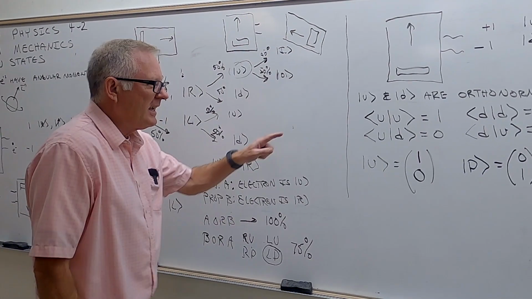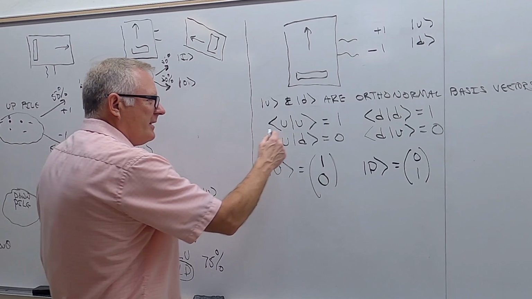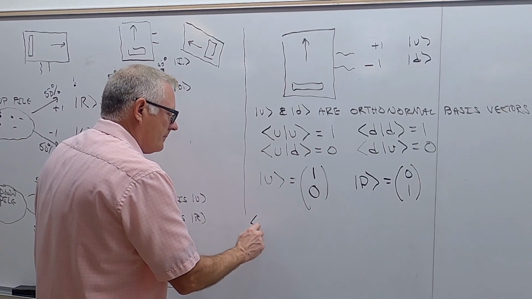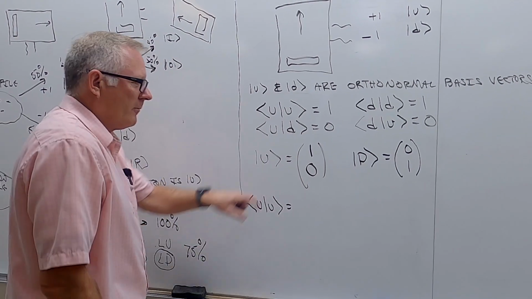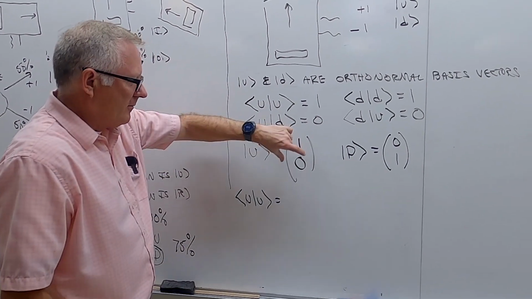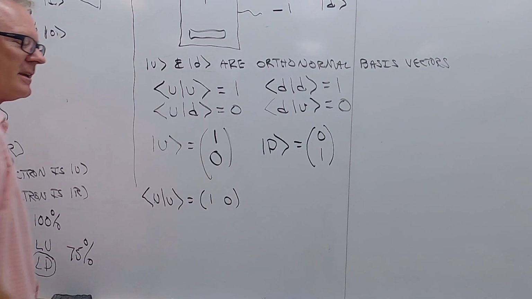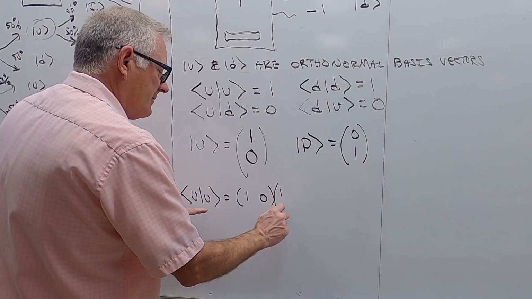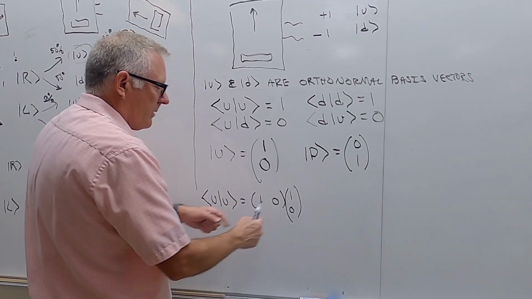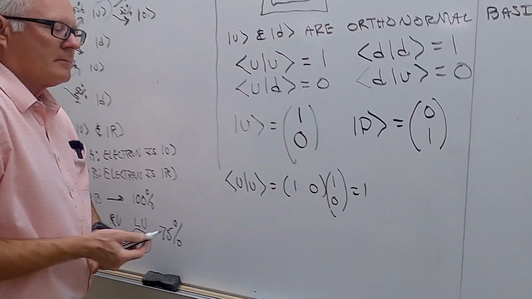And let's just check to make sure that these 4 things work out up here. If we dot up with up, remember what we do is to get the bra, we flip it, 1, 0, and do the complex conjugate, but they're real numbers. And then the up, which is 1, 0. If you multiply this thing out, you get 1 plus 0, which is 1. Okay.